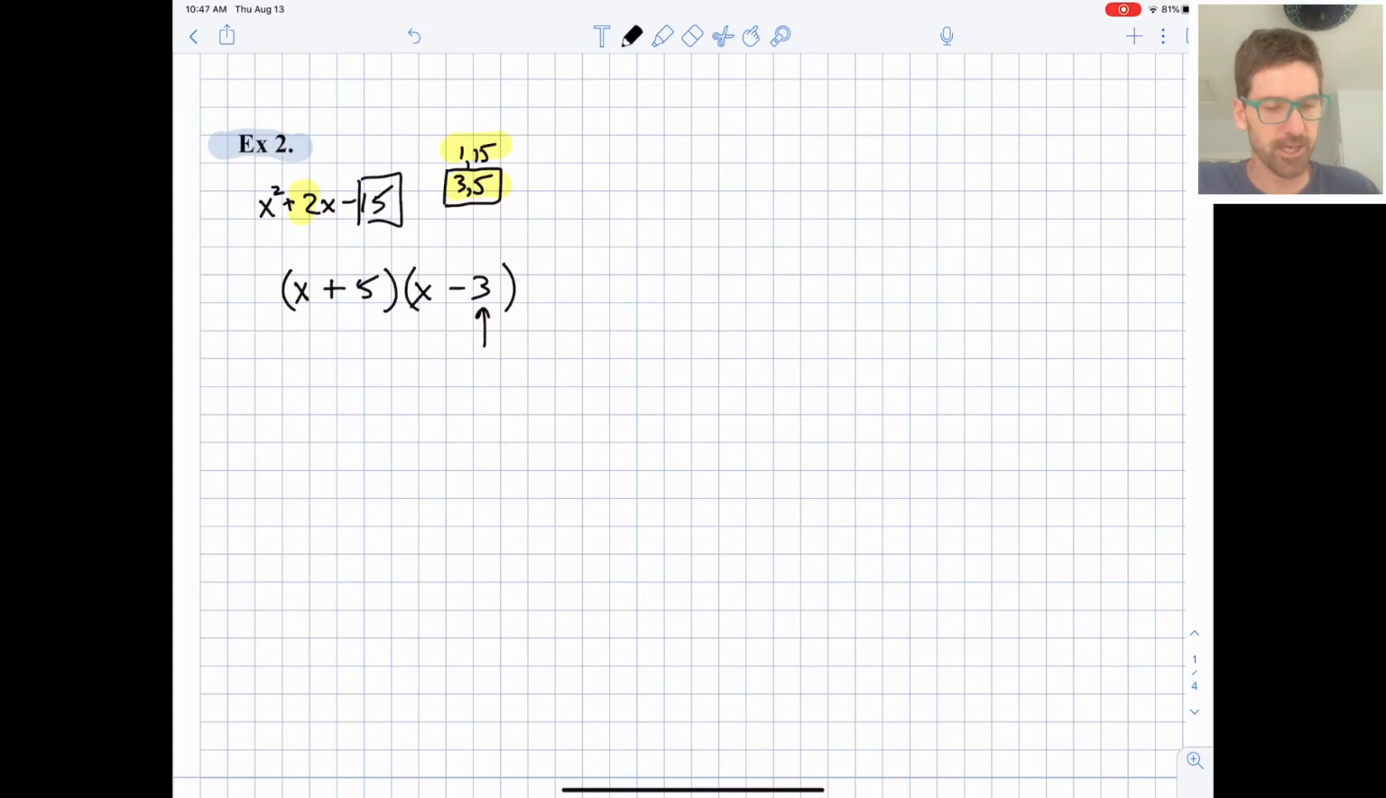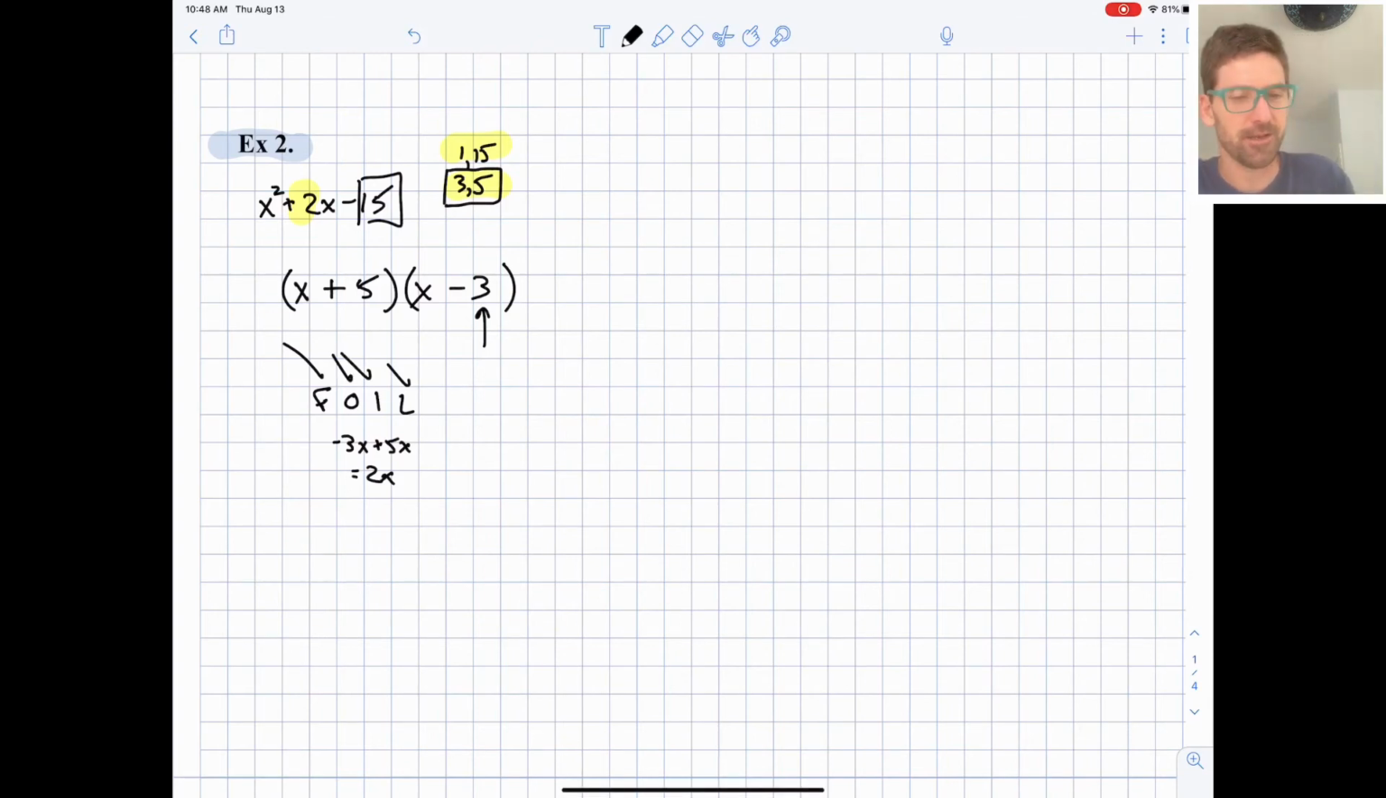Let's FOIL it to check. And I'm going to model another version of foiling. Let's check the F's, or another version of the check. X's get us an x squared, that's good. The last two terms, 5 times negative 3, that's negative 15. The outer two terms are negative 3x plus 5x, and that equals 2x. So that's good. So we got what we started with, okay?